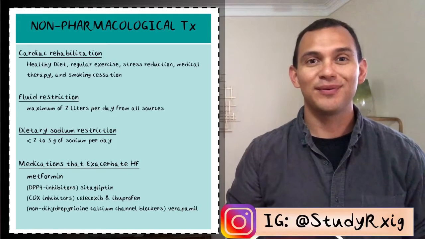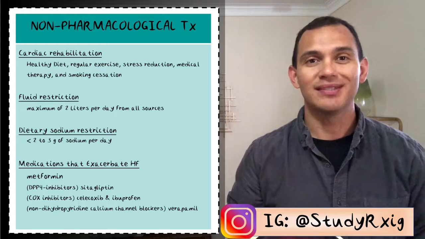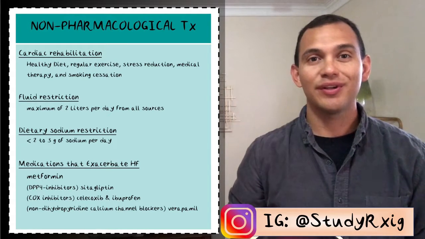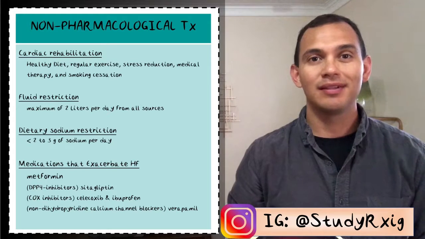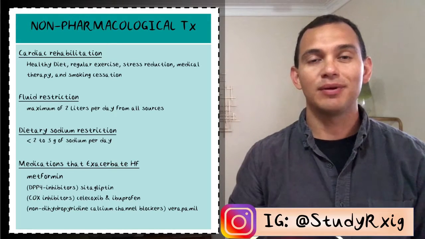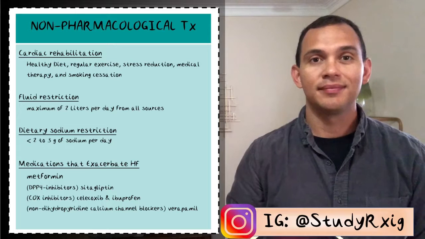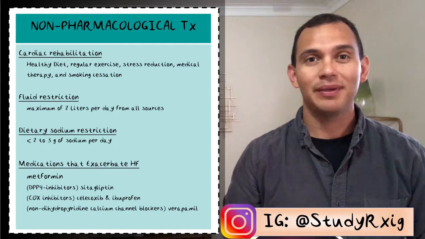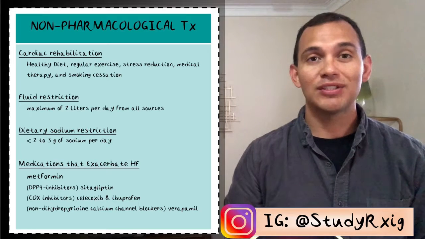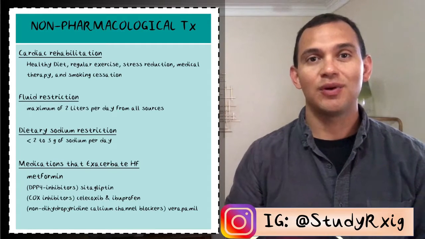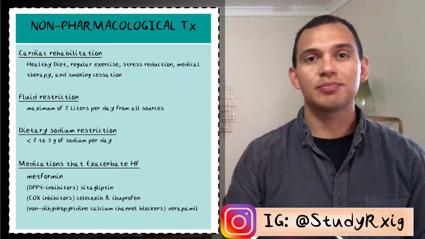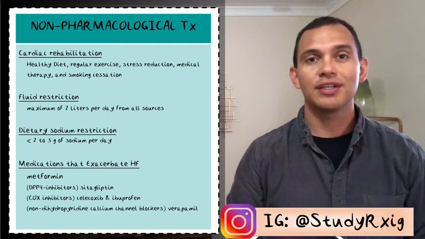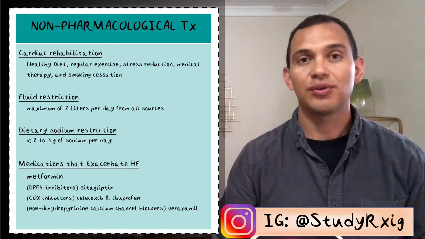First, let me say a few things on non-pharmacological treatments. A few of these examples may include cardiac rehabilitation, which according to the ACC consists of 5 components. One is having a healthy diet, then there's regular exercise, stress reduction, medical therapy, and smoking cessation. Fluid restriction is another example. The patient will have a maximum of 2 liters per day from all sources. There will also be a dietary sodium restriction of no more than 2 to 3 grams of sodium per day.